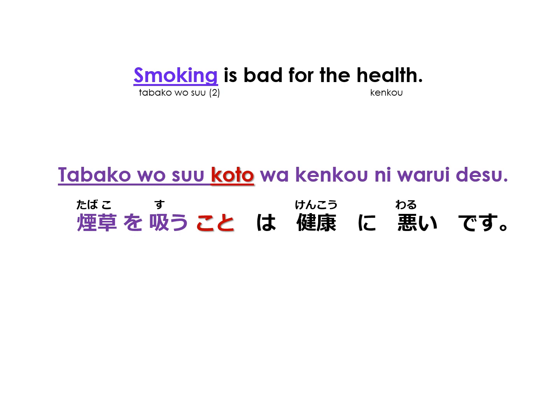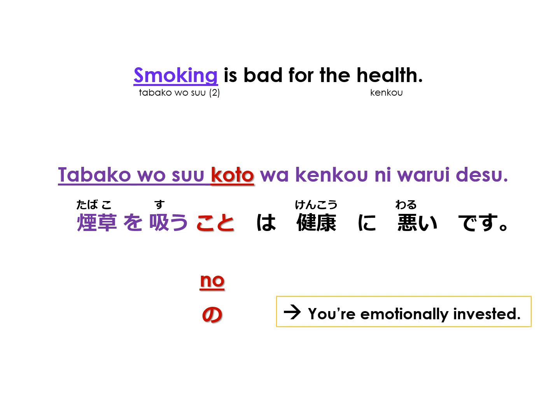Smoking is bad for the health. We nominalize smoking here, and in Japanese, tabako wo suu koto wa kenkou ni warui desu. This sounds like a general fact, but you can also say it using no. Tabako wo suu no wa kenkou ni warui desu. Here, you're emotionally invested. Maybe you know someone personally who's had health problems because of smoking.